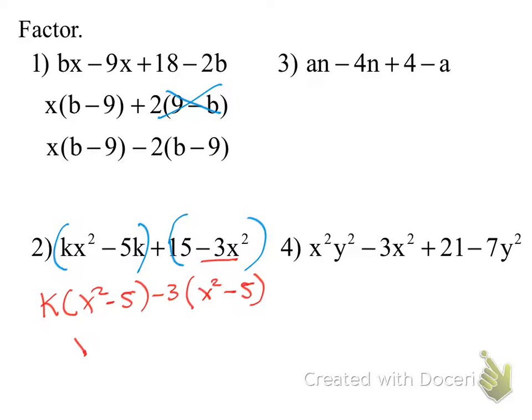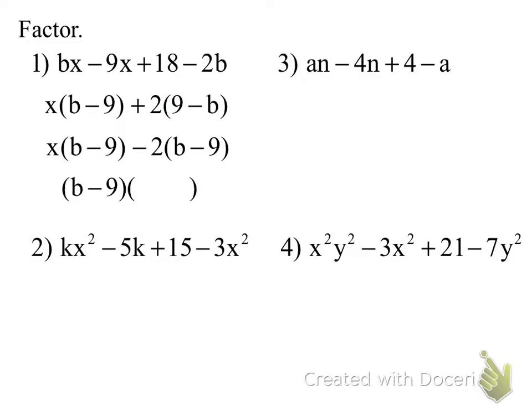Negative, k minus 3 times the quantity of x squared minus 5. Perfect. Yes. Oh yeah, did we? Yes, we did. I thought we did, and I erased it. I just erased it. Okay?